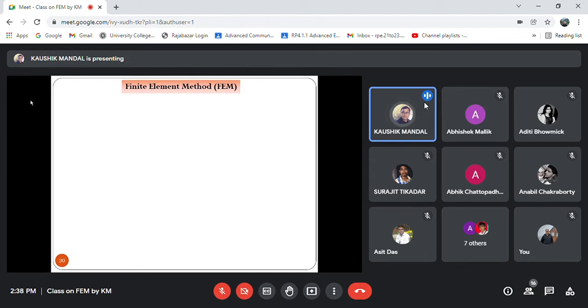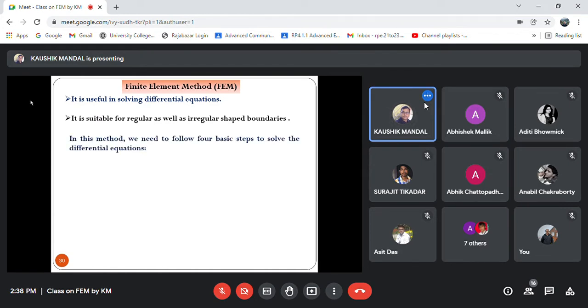To start the discussion on the finite element method, first we should know that it is used to solve differential equations, and it is suitable for both regularly and irregularly shaped boundaries, whereas FDM is only suitable for regularly shaped boundaries due to its grid structure. To apply the finite element method to differential equations related to electromagnetic problems, you have to follow four basic steps.